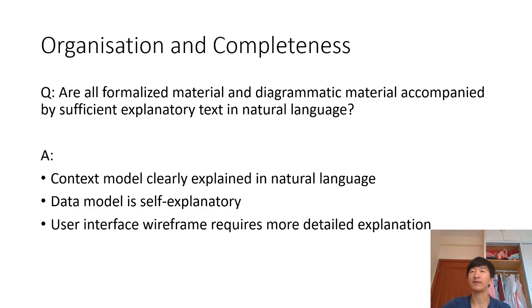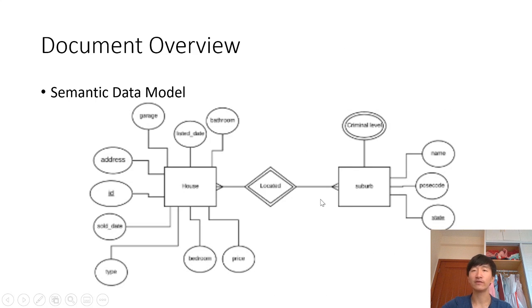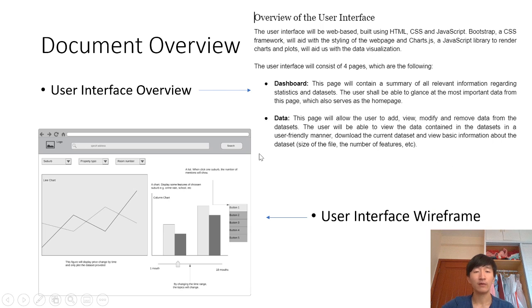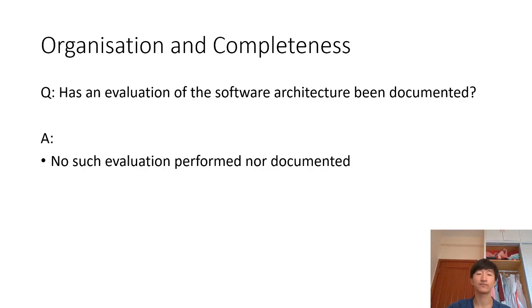So first, with regards to explaining diagrammatic material. Our context model's components are clearly described in natural language, and our data model is quite self-explanatory. However, our user interface wireframe should have more labeling to show how its different components correlate to different parts of the user interface overview. Design decisions have not been documented explicitly nor motivated. There is no discussion on why one component design or system architecture has been chosen over alternatives. We have also not performed nor documented any evaluation of the software architecture.